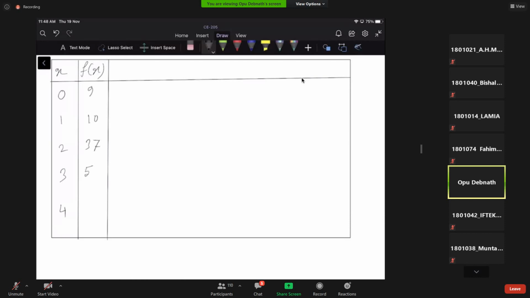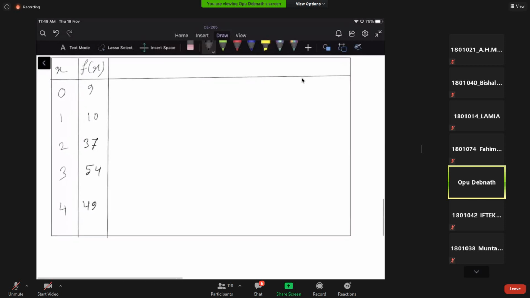37, 54, 49. Then we need to write straight... 54, this is 49. So the simple strategy here, the h is equal to 1, that means 0, 1, 2, 3, 4, the difference is always equal.